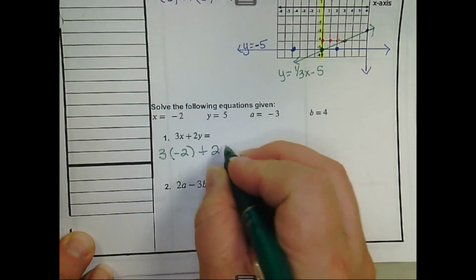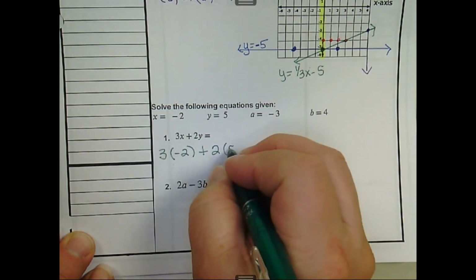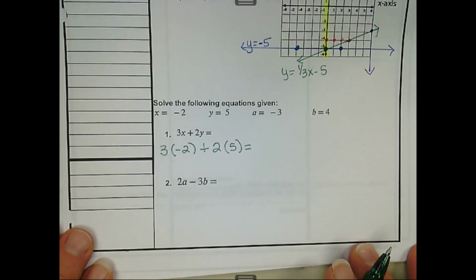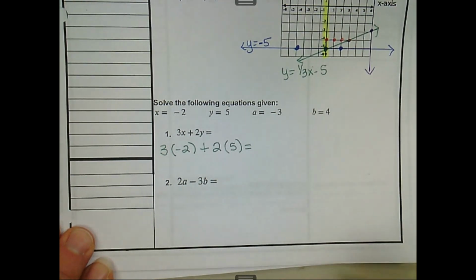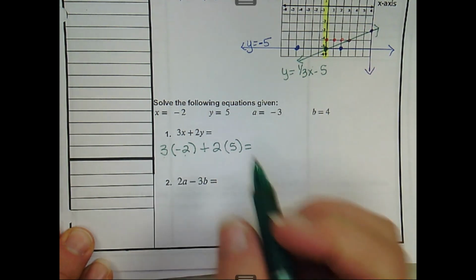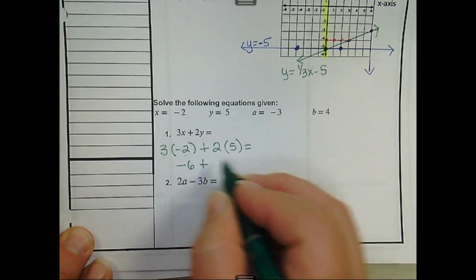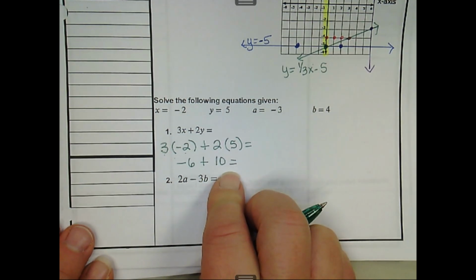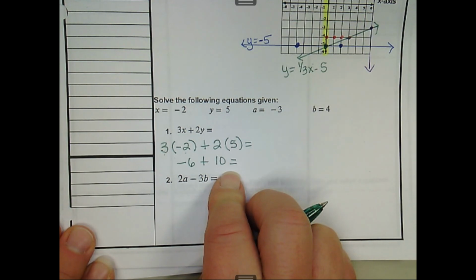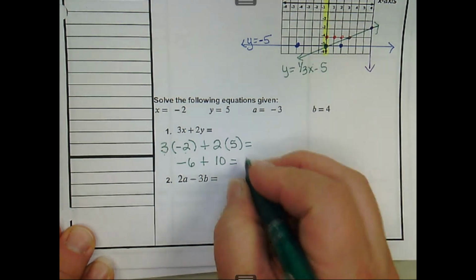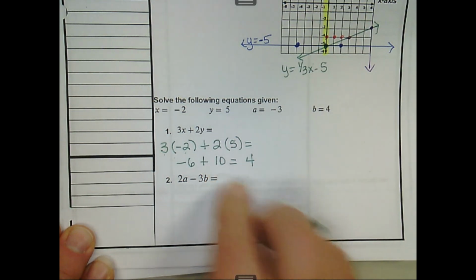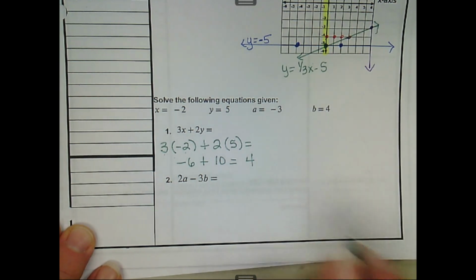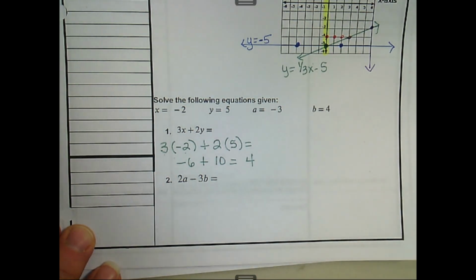Plus 2y, y is 5. Okay, I've substituted. Order of operations says I multiply before I add. 3 times negative 2 is negative 6. Plus 2 times 5 is 10. Negative 6 plus 10, they're opposites, so I subtract. 10 minus 6 is 4. Keep the sign of the bigger number, which is 10. If you have opposite signs, you subtract. Okay, let's look at the next one.